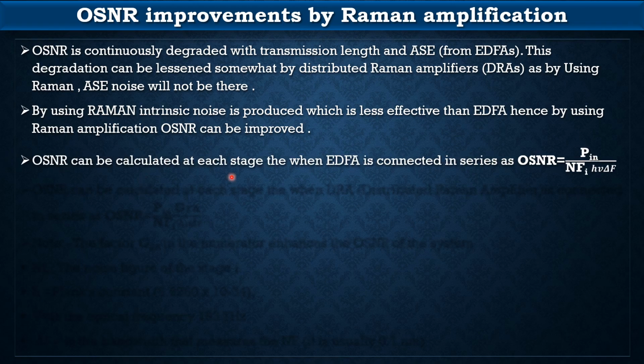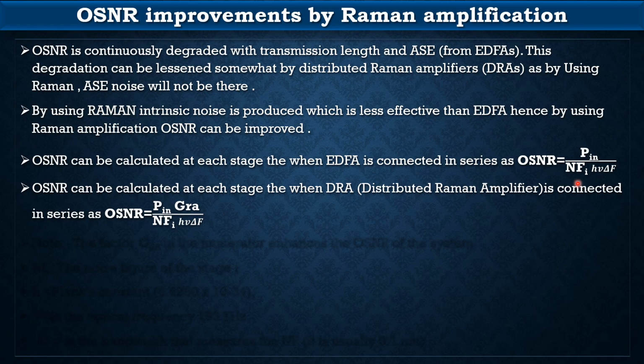OSNR can be calculated at any stage when EDFAs are connected in series as OSNR = P_in / (NF_i h ν Δf). When the DRA, distributed Raman amplifier, is connected in series, OSNR = P_in G_RA / (NF_i h ν Δf). You can see the OSNR value is just multiplied by G_RA, the gain of the Raman amplifier, and that is the beauty of the Raman amplifier.